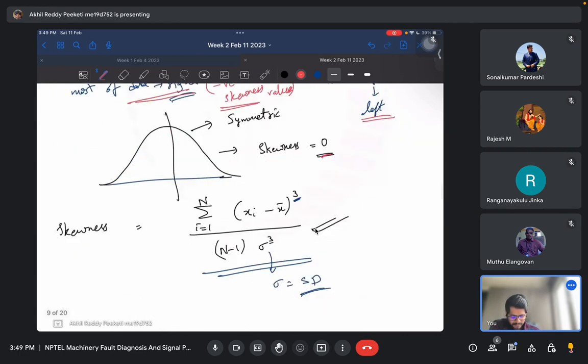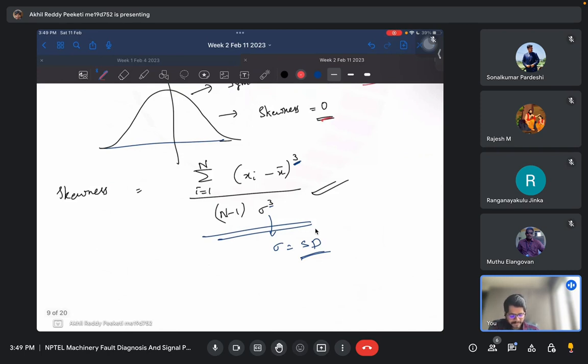And the skewness can be estimated this way: x minus x bar, which is the mean, whole cube, the summation of this divided by n minus 1 into sigma cube, where sigma is your standard deviation which you saw earlier. So this is how you can estimate the skewness.